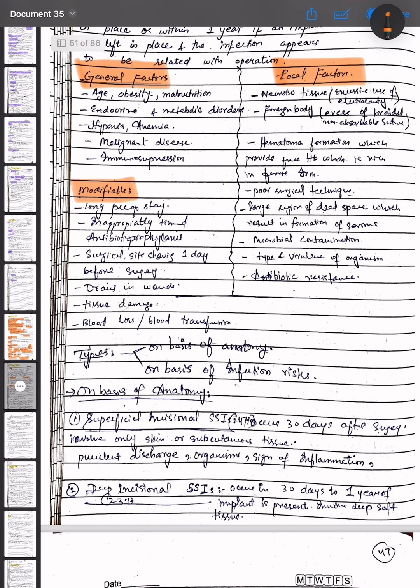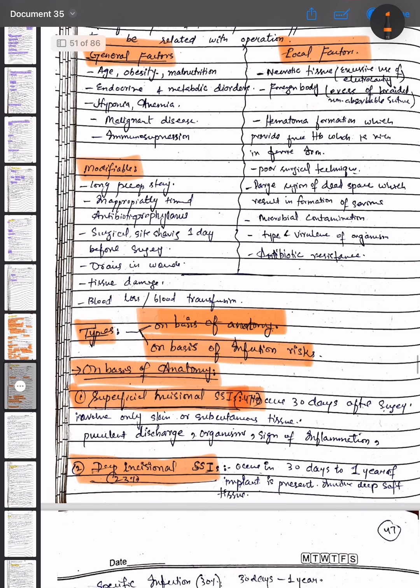Now what are the types of surgical infection? These are on the basis of anatomy and on the basis of infection sites. On the basis of anatomy, first of all we have superficial incisional surgical site infection, which occurs within 30 days after surgery, involves only skin or subcutaneous tissue, and purulent discharge, organisms and signs of inflammation are present. The second one is deep incisional surgical site infection, which is 23%, while the superficial is 47%.